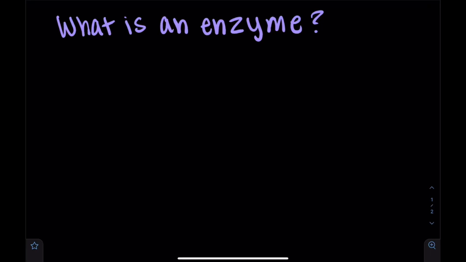So, what exactly is an enzyme? An enzyme is a biological catalyst. They increase the rate of a reaction by lowering the activation energy. And this activation energy is the amount of energy that must be put in order for bonds to break and form in the substrate.